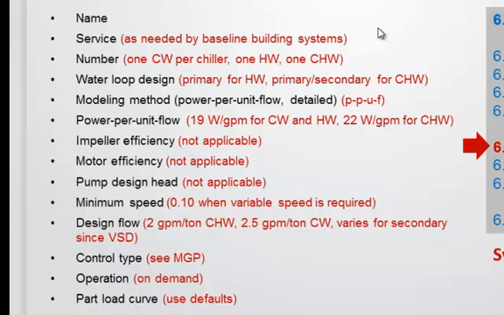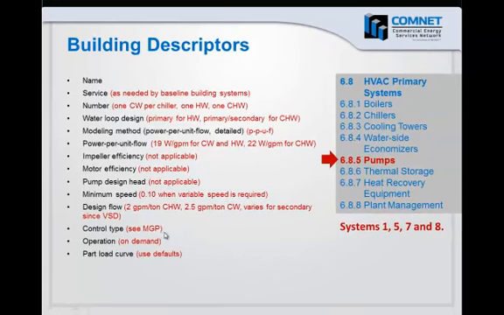The design flow is specified at 2 GPM per ton for chilled water and 2.5 for condenser water. And for the secondary system, it would of course vary because a VSD is required for the secondary system. And again, the part load curve uses the COMNET defaults.